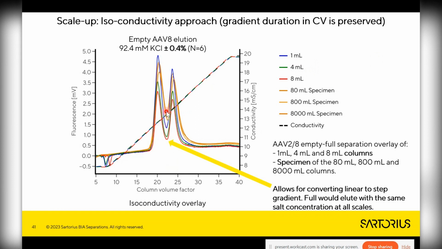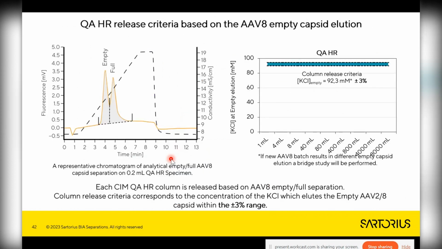You will be within 3% plus minus salt, which is, in my opinion, with the new method which we are introducing, which allows better separation between empty and full, far more than good enough that you can have very robust manufacturing of the full AAV. So the release criteria at the moment with this batch of AAV which we produce is 92.3 millimolar potassium chloride plus minus 3%. So if the column fits this, we'll sell it.